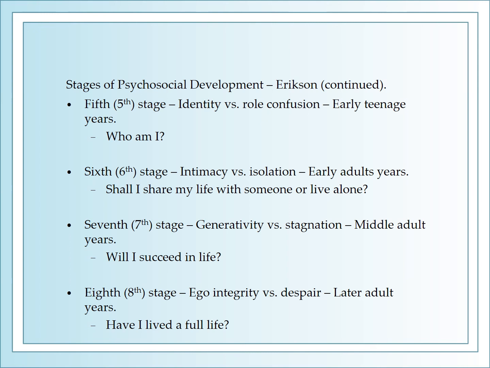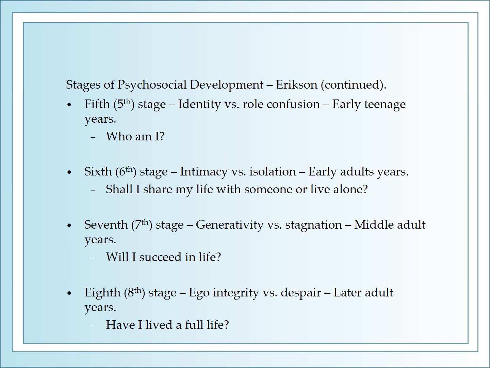So here are the final 4 stages of Erikson's stages of psychosocial development. The fifth stage is identity versus role confusion, and this occurs in the early teenage years. And this is the big question of, who am I? And many of you may be going through this yourself in your life right now. How do I fit in the world? What do I want to do? Who am I as a person?